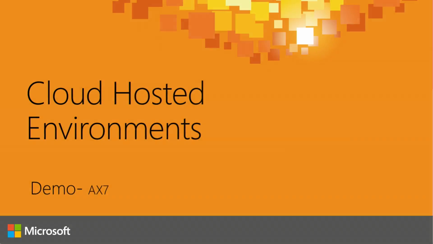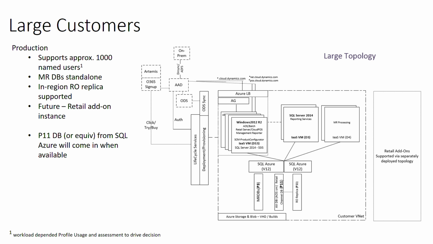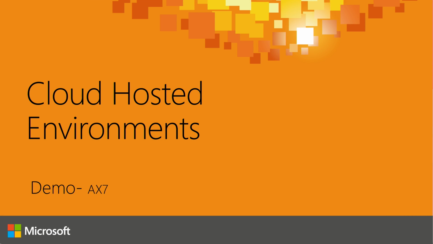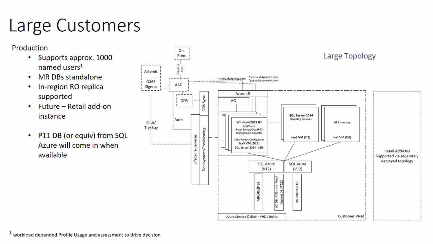All right. For large, it's pretty much the same topology if you compare the two, except we're running the large topology on a beefier DTU, on a beefier Azure SQL. For medium, we use P3, plus or minus, and for large, we use P11.